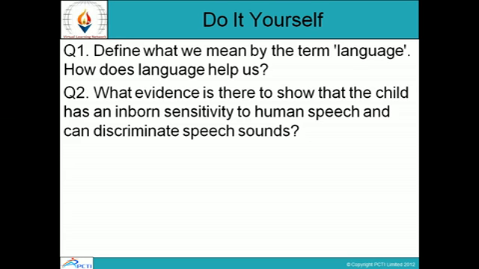So these are some of the questions. You have to do it yourself. Define what we mean by the term language. How does language help us? Question number 2. What evidence is there to show that the child has an inborn sensitivity to human speech and can discriminate speech sounds? That's all we have for you in this session.